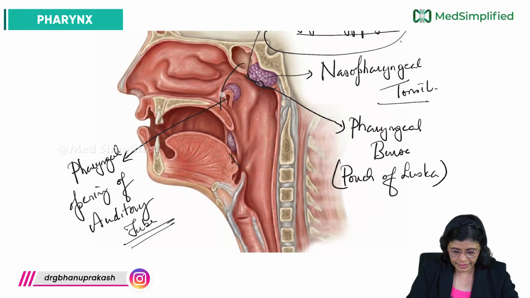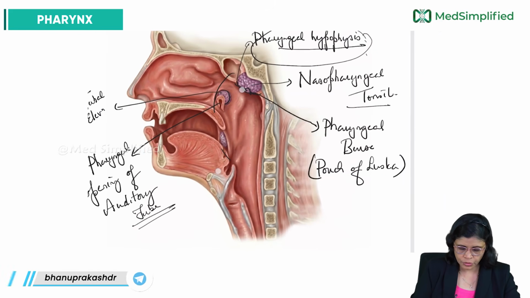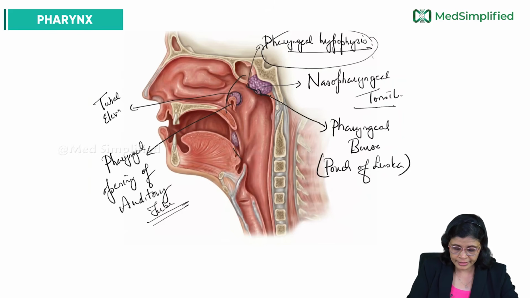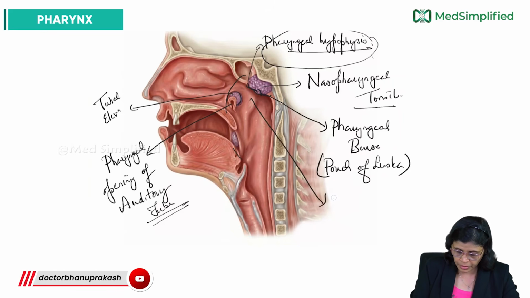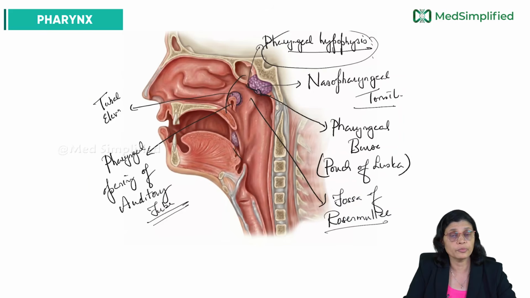And then behind that we have an elevation here, which we call the tubal elevation. That tubal elevation is mainly caused due to the underlying tubal tonsil. So the tubal tonsil is present beneath that. And behind it there is a recess here. This recess we call the fossa of Rosenmuller, or pharyngeal recess. These are the important features which we see in the nasopharynx.